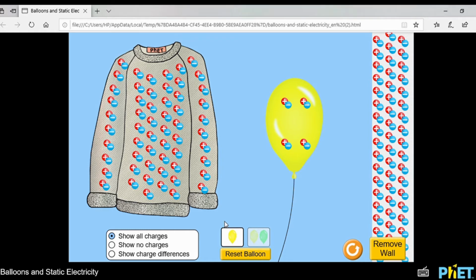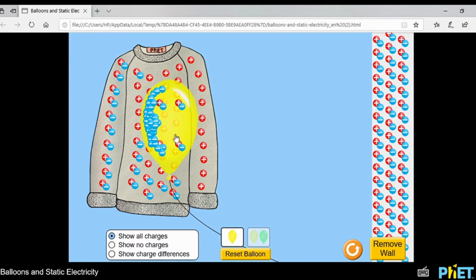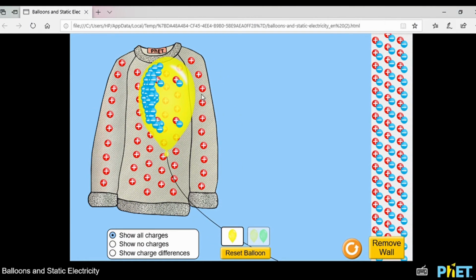Here is the simulation. I have a cloth and a balloon. All around the cloth, there are plus, minus, plus, minus, plus, minus. Inside the balloon, there are also plus, minus, plus, minus. What are they? Now, let me put the balloon to the cloth. See what happened? Now, all the minus jumps to the balloon.